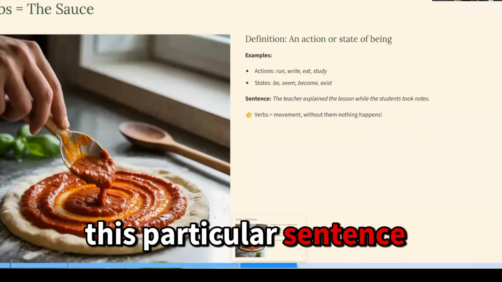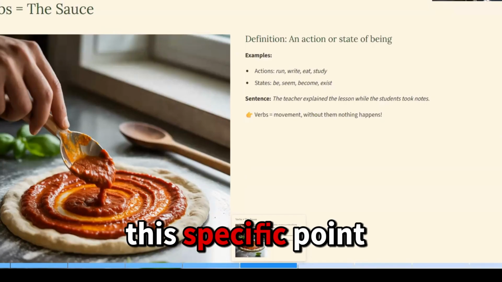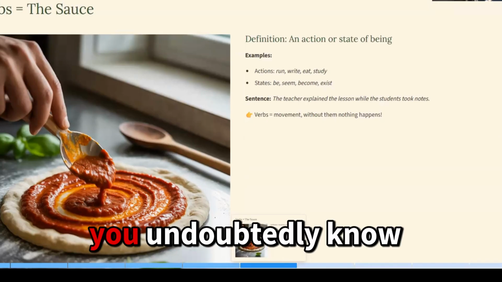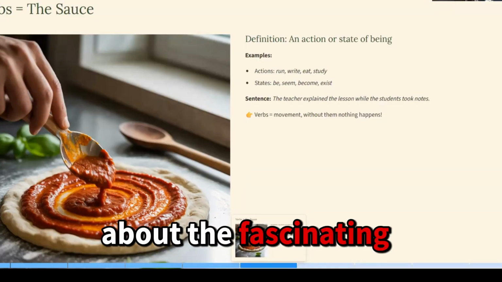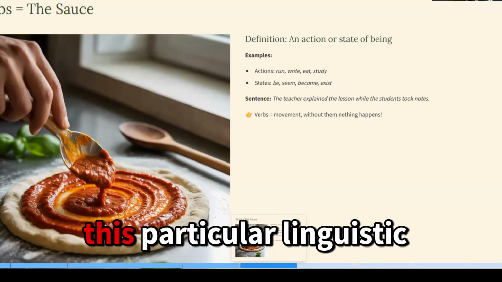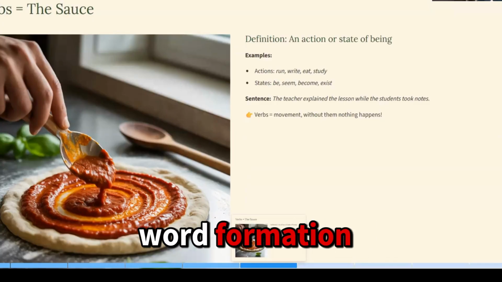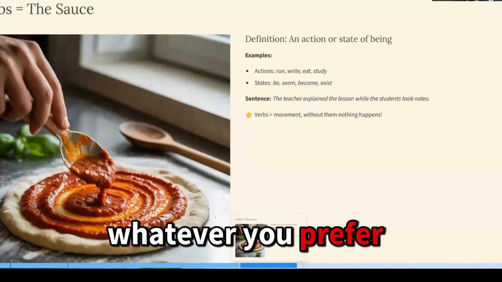This particular sentence, why am I starting here? Why do I start with this point in the book? If you've been following me for quite a while, you know that we frequently talk about the process of word formation. This linguistic phenomenon is commonly called word formation, or perhaps word choice, or something else, whatever you prefer to call it, okay?